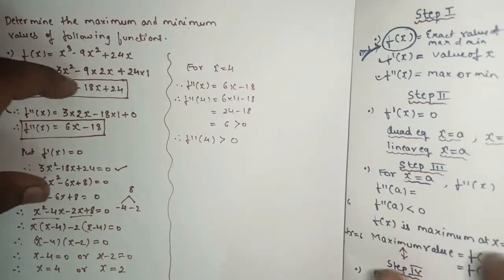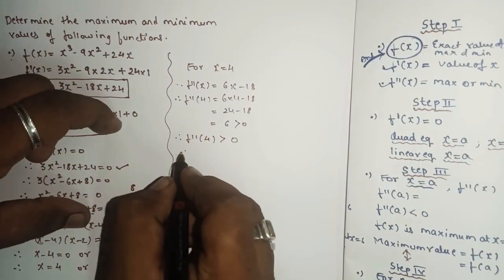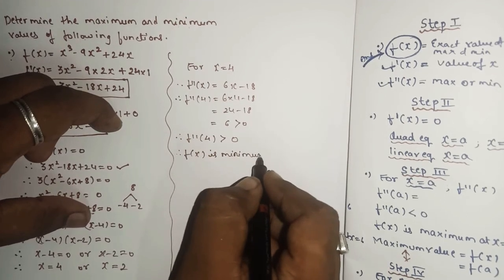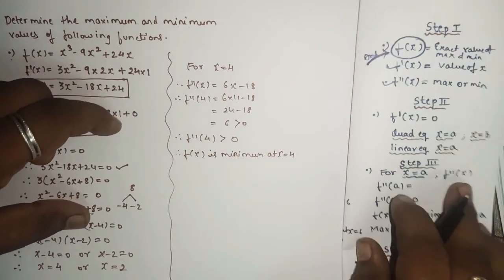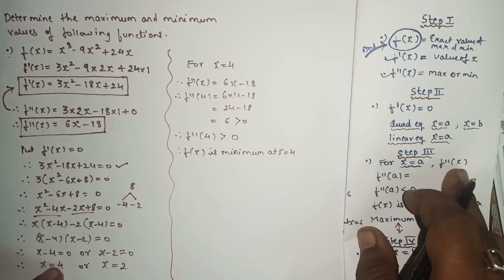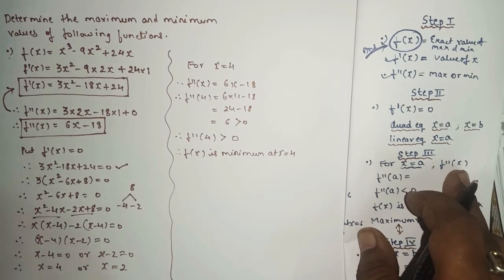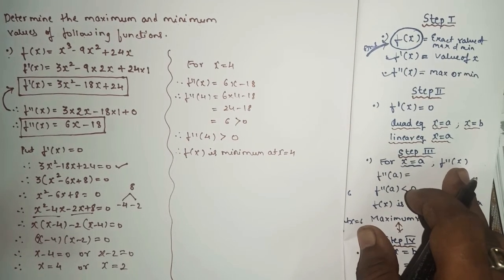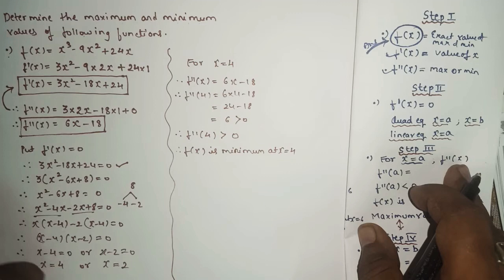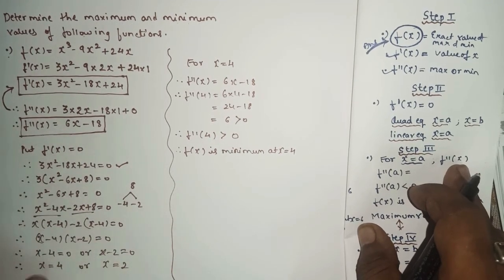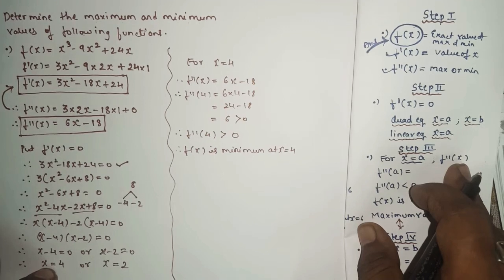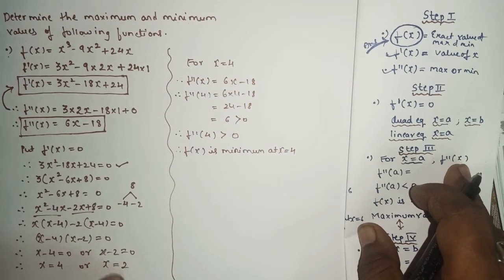So here we'll write f of x is minimum at x equals 4. Okay, so we come to the conclusion that at x equals 4 the function is minimum. Of course, at x equals 2 the function will be maximum only, there is no doubt. As I told you, whenever you get two values of x, if the first value turns out to be maximum, the second value will be minima. If the first value turns out to be minimum, the second value of course will be maxima. So at x equals 4 the function attained a minimum value, and of course at x equals 2 it will be maximum.